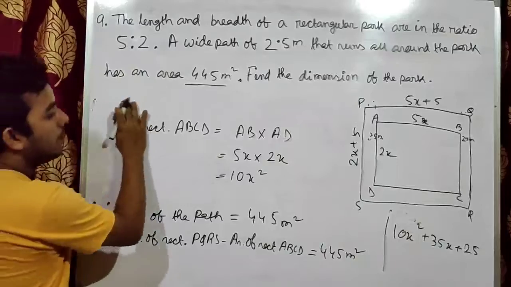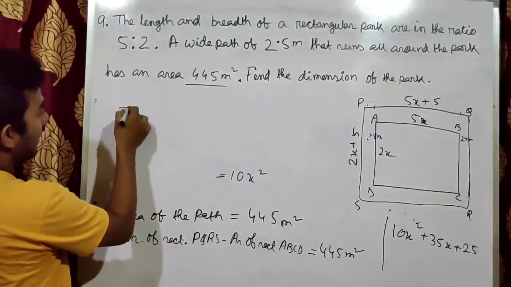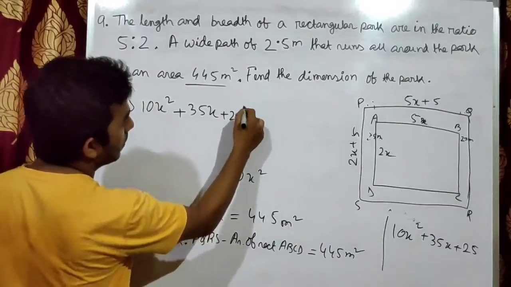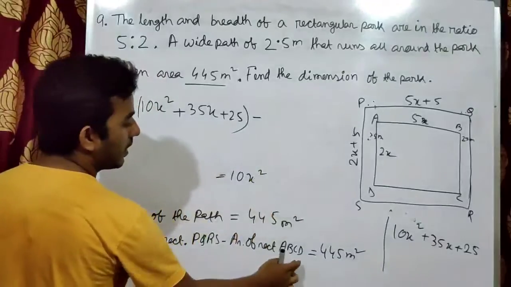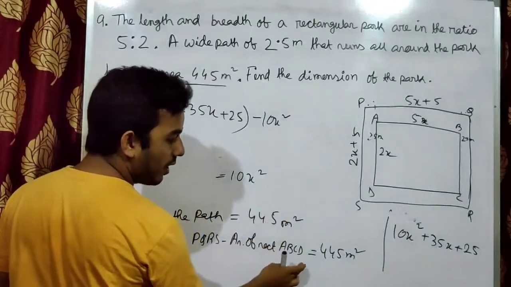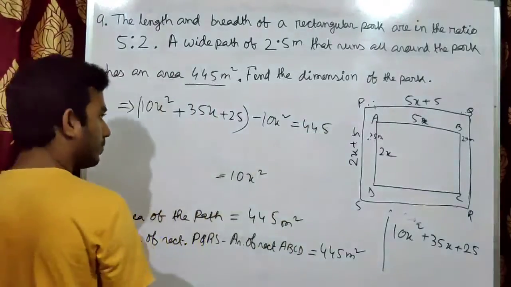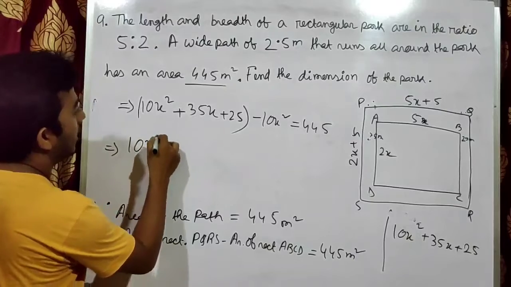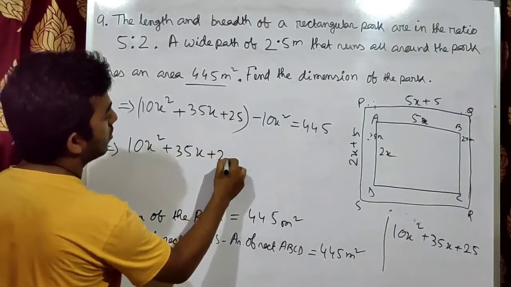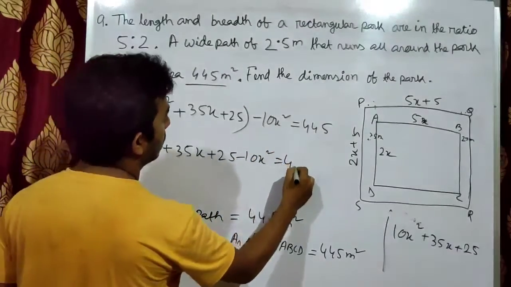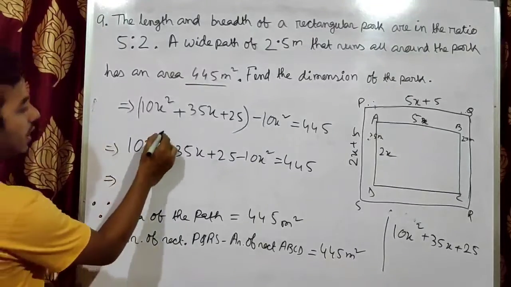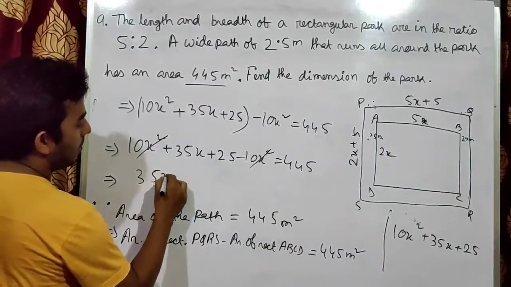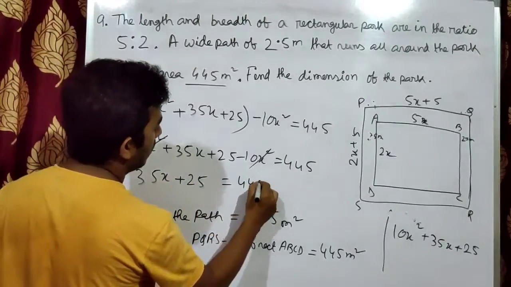So the area of rectangle PQRS is, we'll just put the value, 10x square plus 35x plus 25, then bracket, then this minus sign, minus the area of rectangle ABCD, which is 10x square, equals 445. I hope you are understanding, right? So now we will remove the bracket. It will be 10x square plus 35x plus 25 minus 10x square equals 445. So plus 10x square and minus 10x square will cancel. So our next line will be 35x plus 25 equals 445.